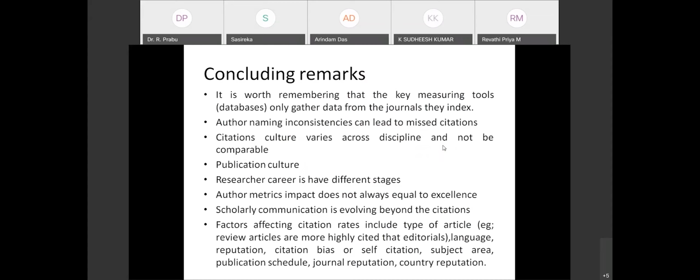So it is worth remembering that the key measuring tools, the databases, only gather data from the journals they index. So I'll give the criticism also. You can gather data only from the journals which are indexed in the databases. If your journal is not indexed, for example my college is publishing journals, and my college journal is not indexed in databases like Scopus or Web of Science.